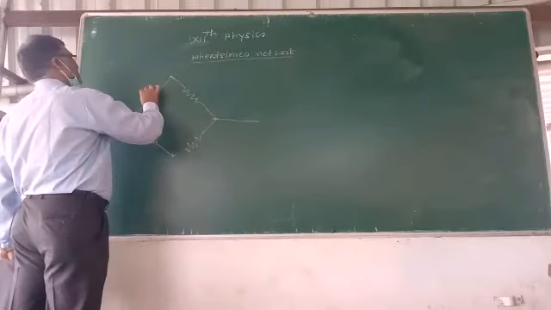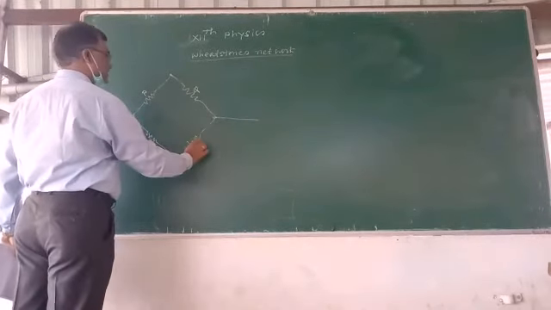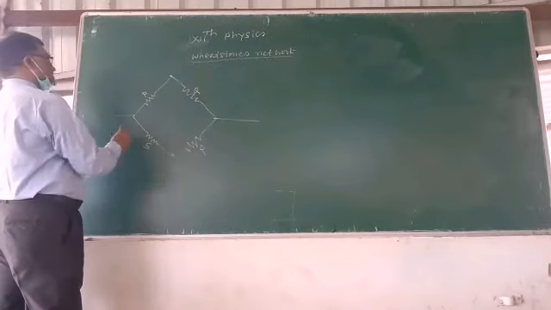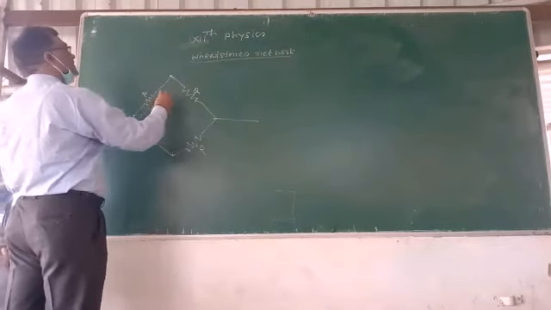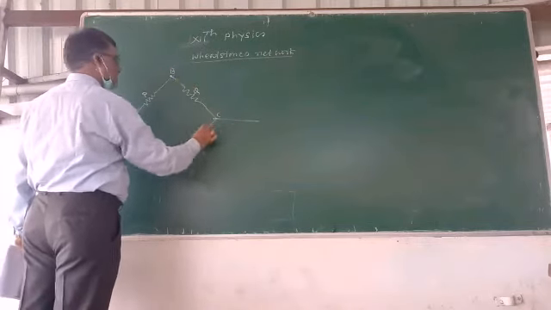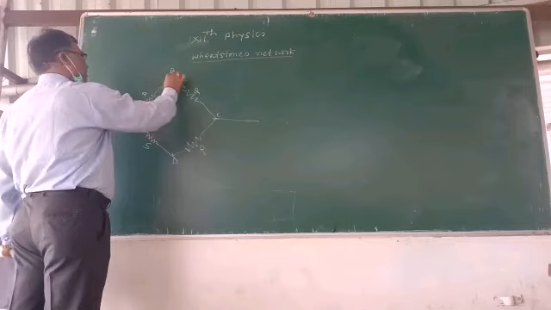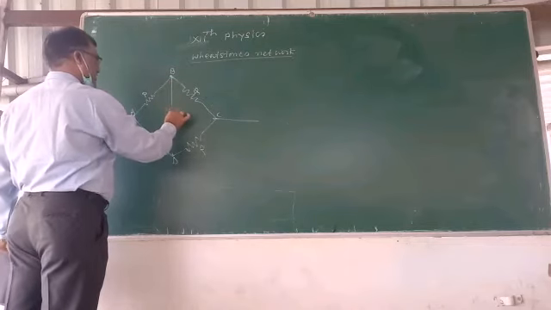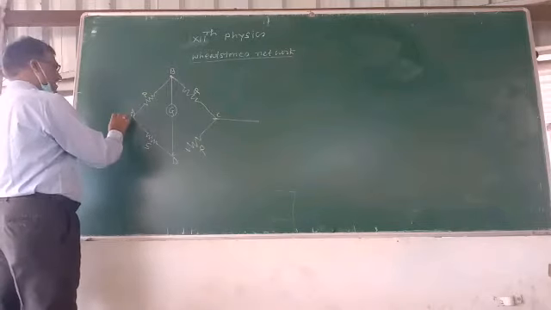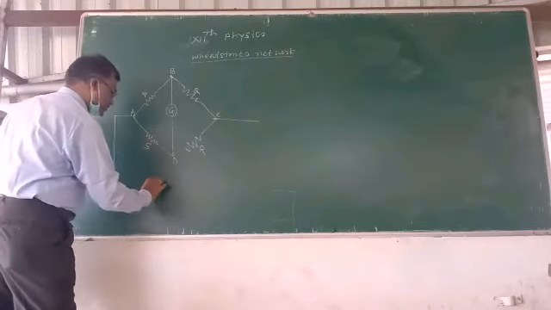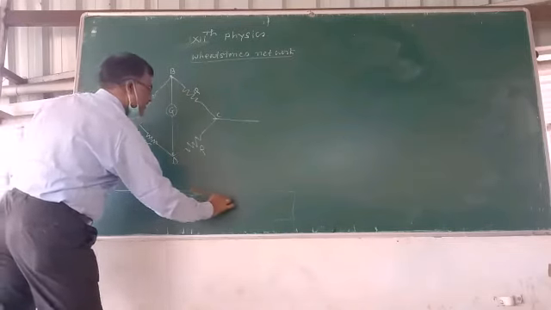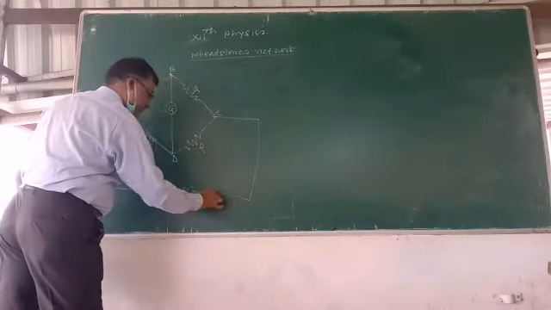Suppose this resistance is P, this resistance is Q, this resistance is R, and this resistance is S, and these are the points A, B, C, and D. In the diagonal BD, the galvanometer is connected, and in the other diagonal AC, one cell of electromotive force E is connected. Here is a plug key, and this completes the circuit.